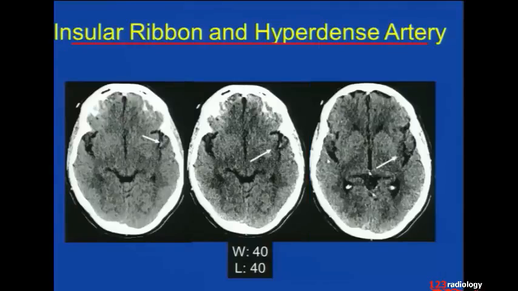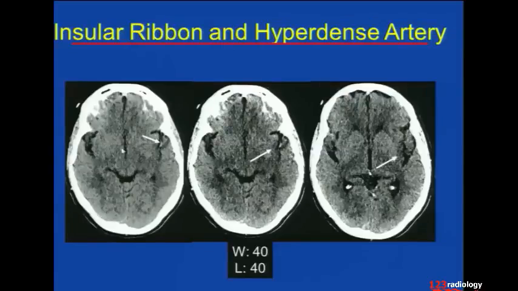And at a higher cut, again with these narrow windows, you can see that the insula really is very conspicuously altered in CT density. So, as with anything in life, often we have to put together two or three things to make sure that we are correct in our diagnosis.